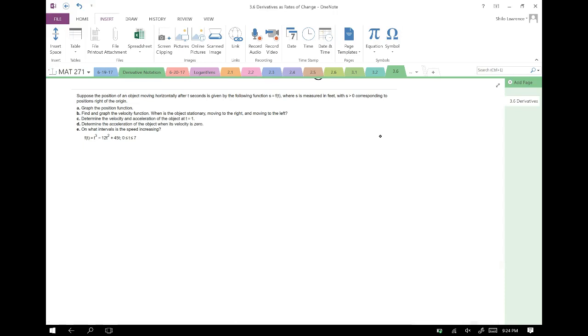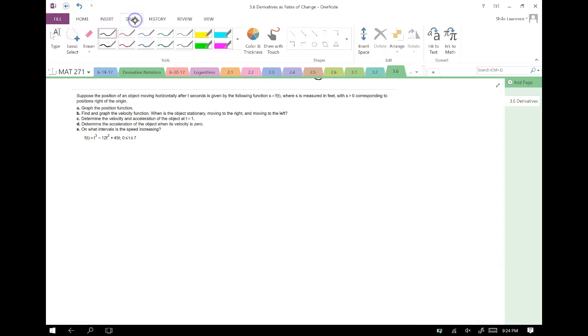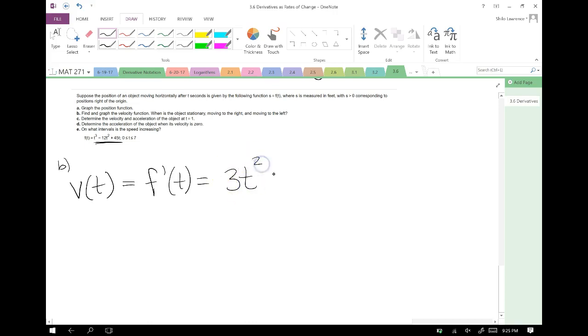Part B says find and graph the velocity function. So the velocity function is the derivative. So v of t is f prime of t. That's just our normal derivative. This is a pretty easy function, nothing crazy. In terms of derivative rules, we just have to do the power rule on each piece. That's going to be 3t squared minus 24t plus 45.